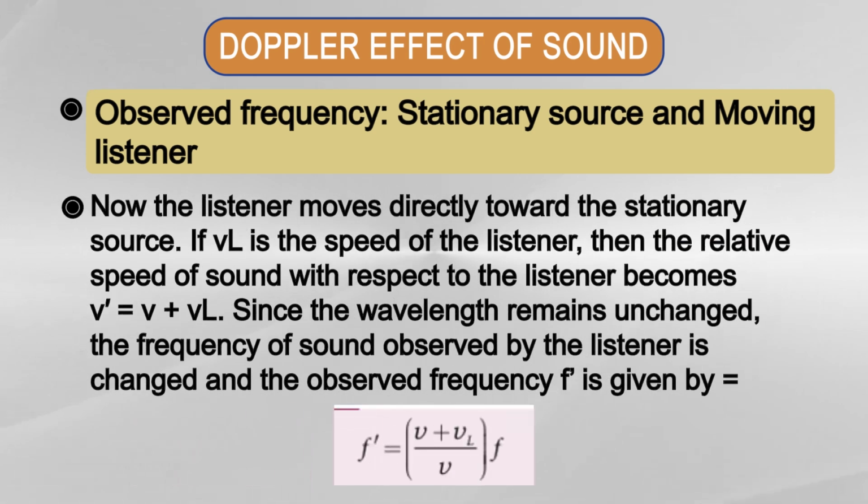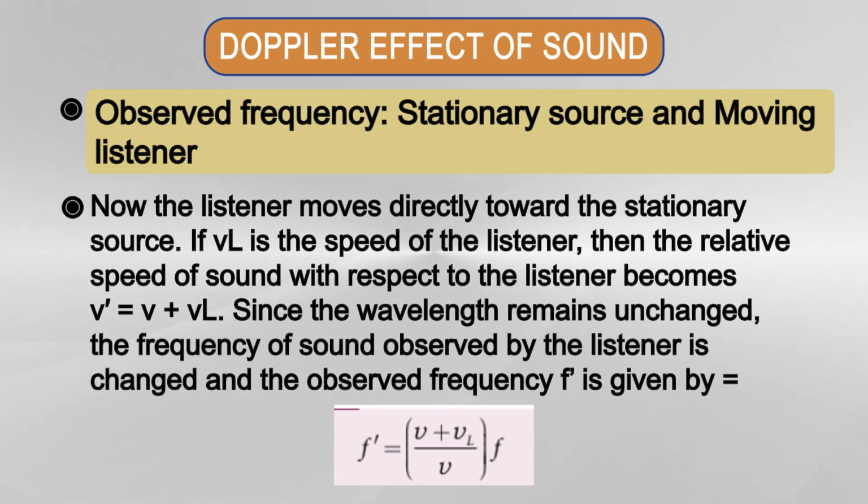And now the listener moves directly toward the stationary source, and if we take VL as the speed of the listener, then the relative speed of the sound with respect to the listener, let us say v prime, is equivalent to v plus VL, where v is the speed of sound and VL is the speed of the listener.